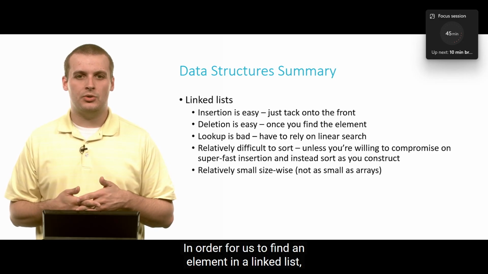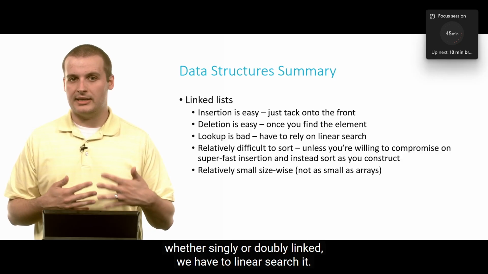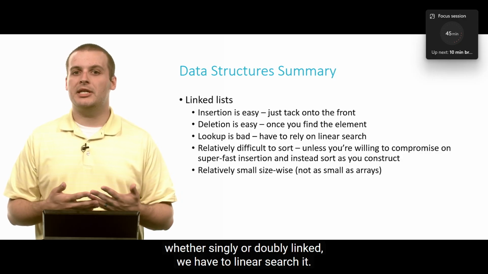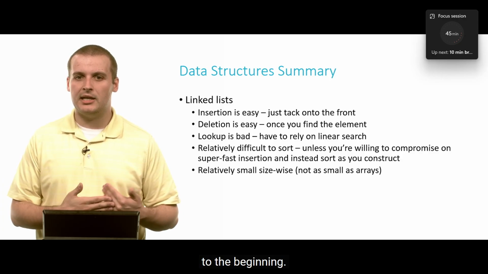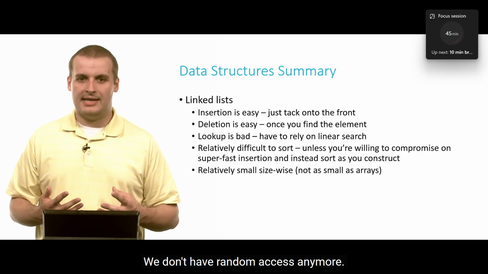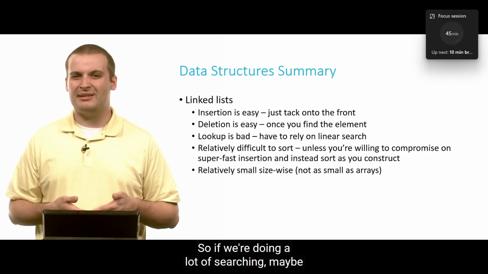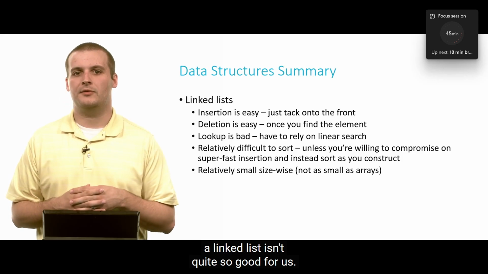In order for us to find an element in a linked list, whether singly or doubly linked, we have to linear search it. We have to start at the beginning and move to the end, or start at the end and move to the beginning. We don't have random access anymore. So if we're doing a lot of searching, maybe a linked list isn't quite so good for us.